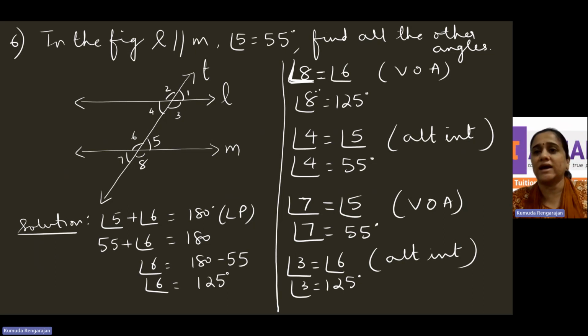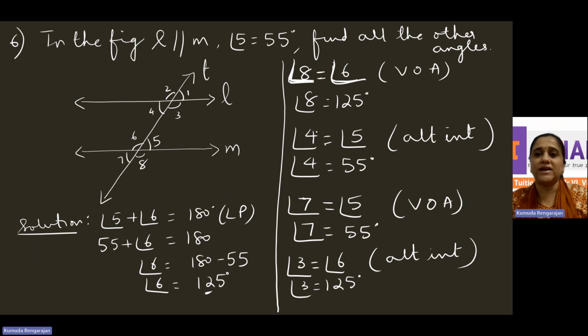So angle 8 is equal to angle 6. Vertically opposite angles are equal. So angle 8 is equal to, what is 6? 125 degrees. So I'm writing that 125 instead of 6. Next, after angle 8 you can find any angle. Not that you should find 4 only. We are finding 4. Now you know 3 angles. Now you know angle 5, angle 6 and angle 8. Every step you will get one extra angle.